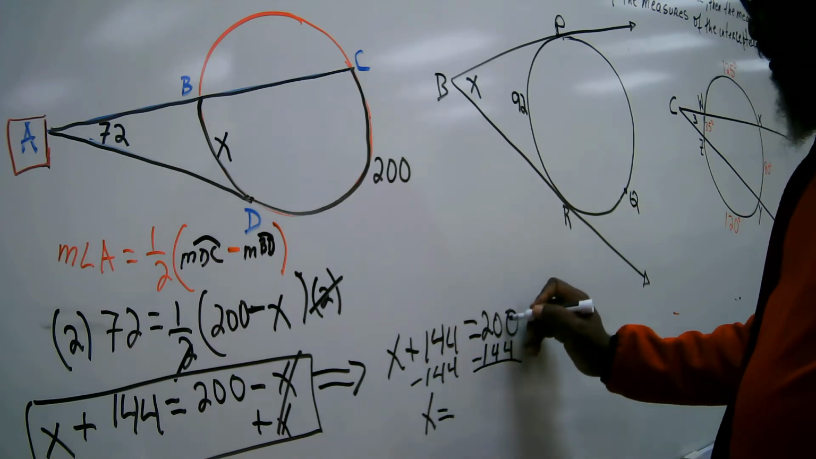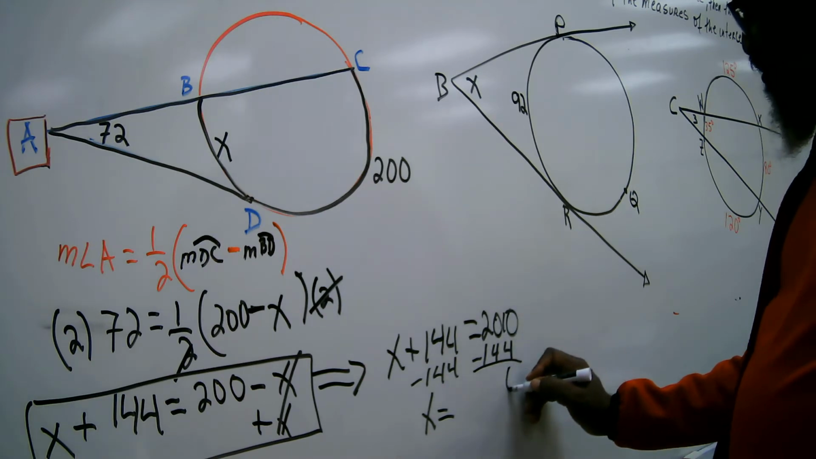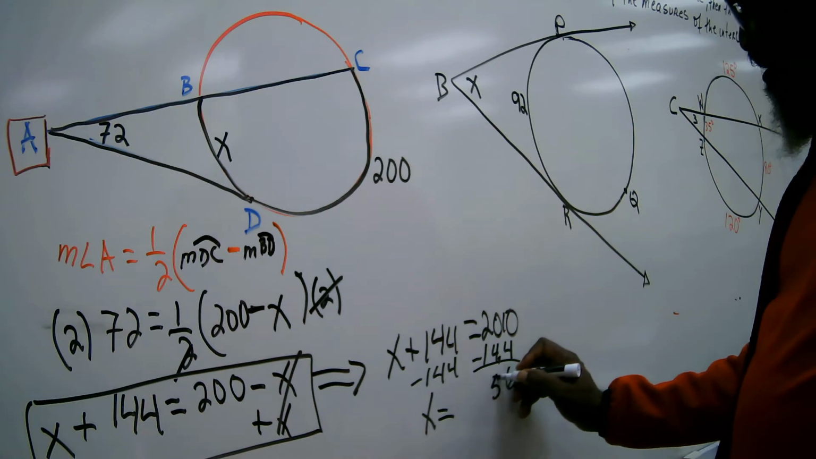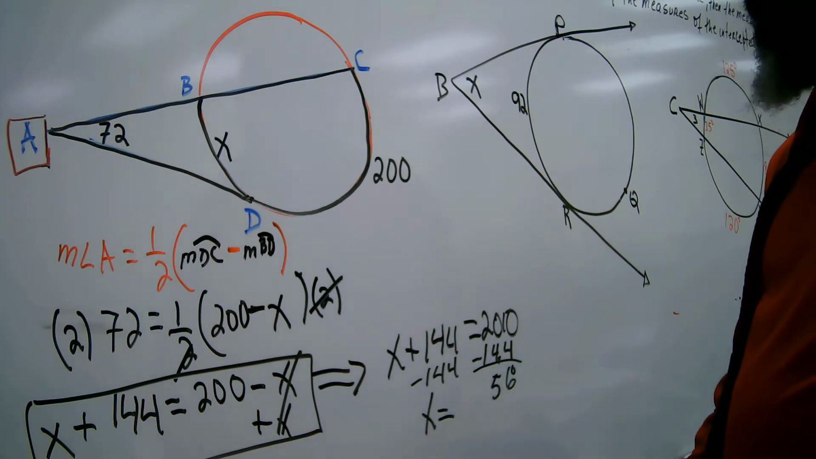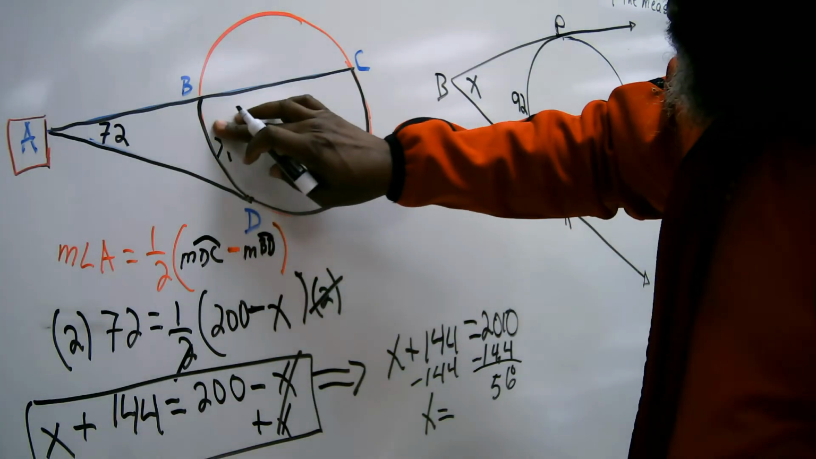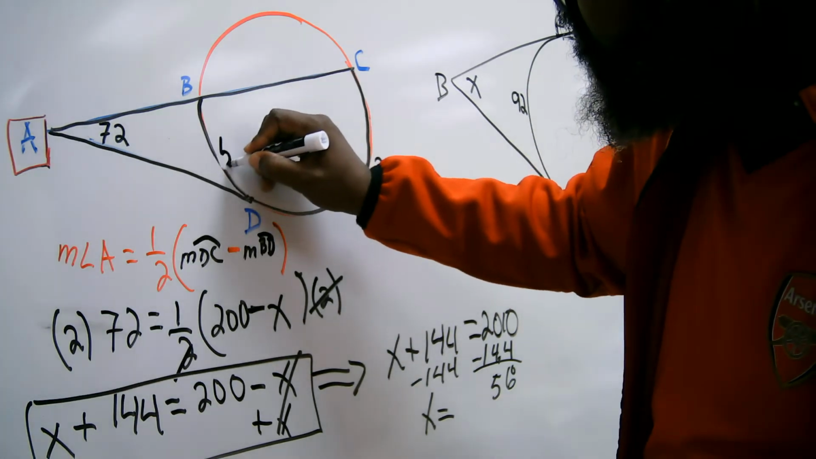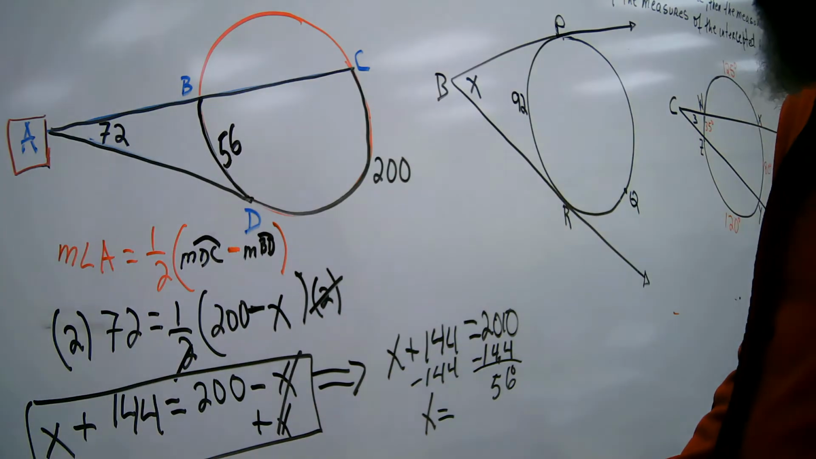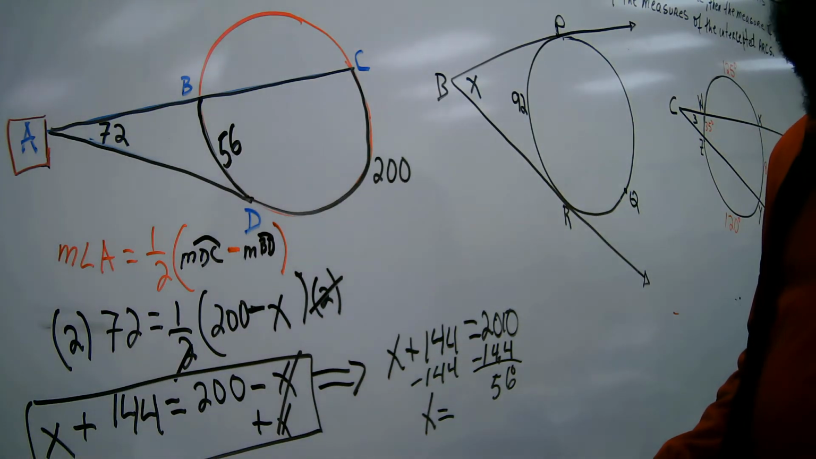You borrow 1 from the 10, that will give you 6. You bring the 1, that will be 5. In this case, x will be 56 degrees. So that's what this is telling you: this arc will be 56 degrees. That's what we were looking for. So this is one of the solutions.